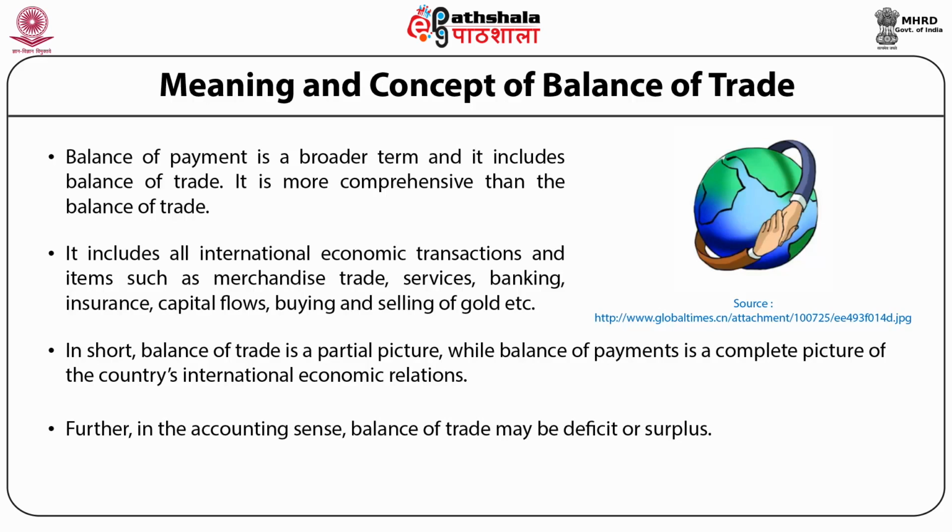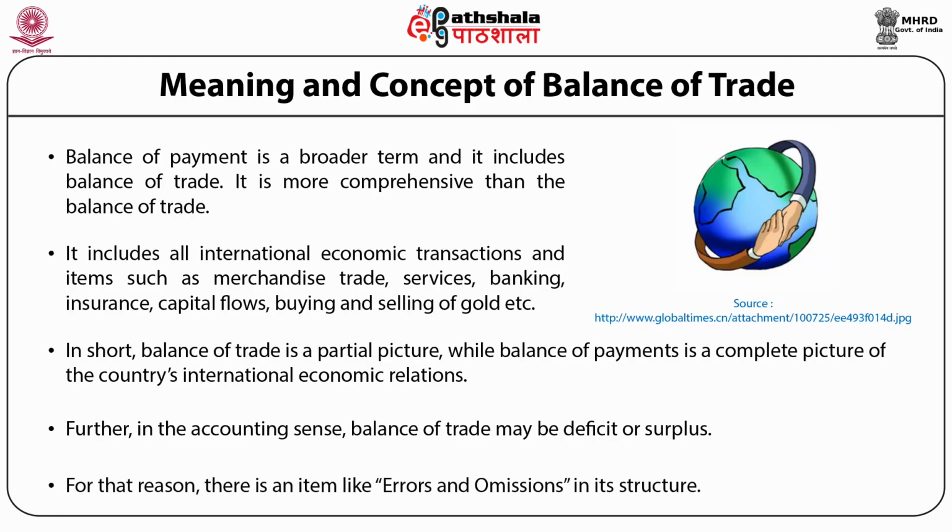Further, in the accounting sense, balance of trade may be deficit or surplus. It may thus be always imbalanced, but balance of payments as a whole must always balance. For that reason, there is an item like errors and omissions in its structure.